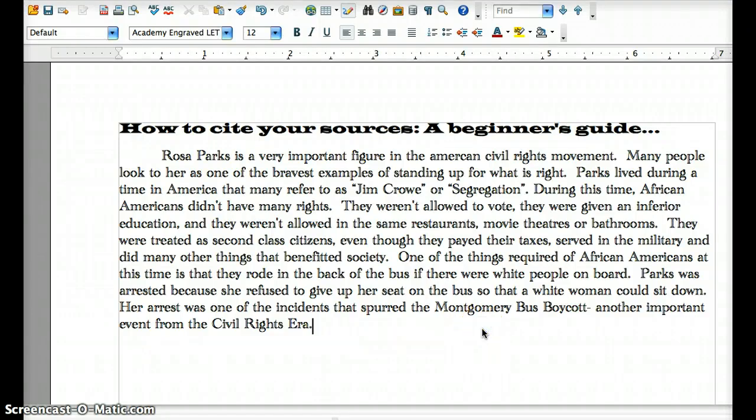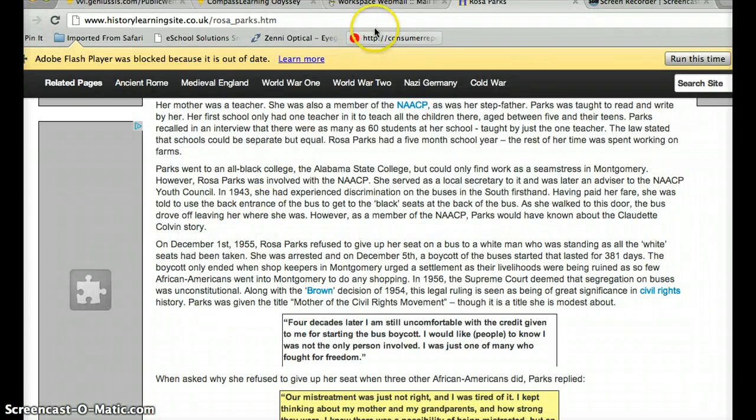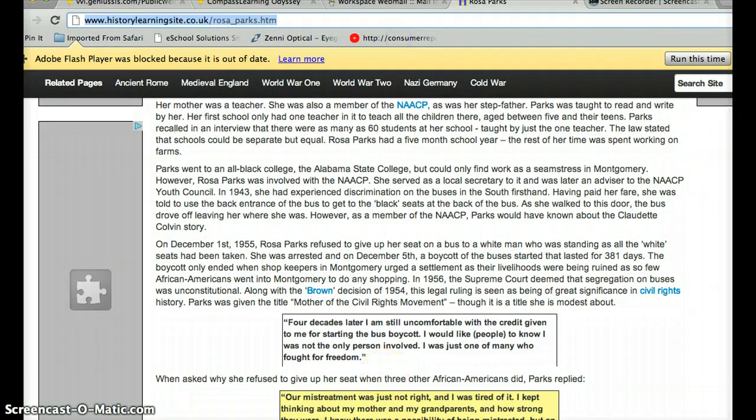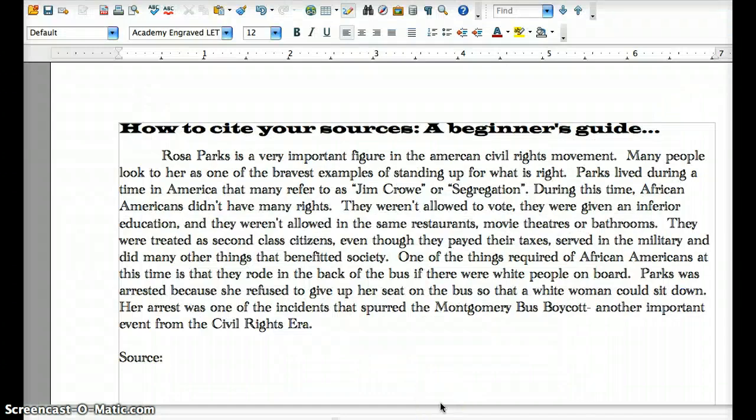So if this is the style of citing sources that you want to use, this kind of like study and dump, all you would need to do is come down here to the end of your paragraph, type the word source, and then I'm going to go back, copy the link, and then I'm going to go back to my document, and I am going to paste.